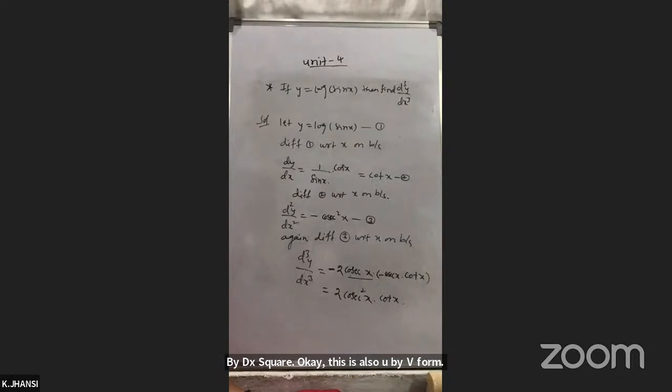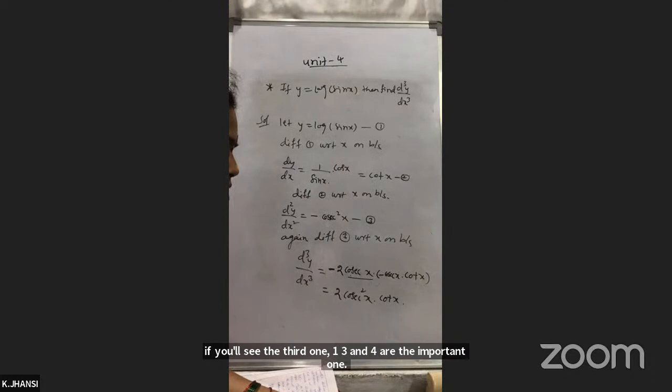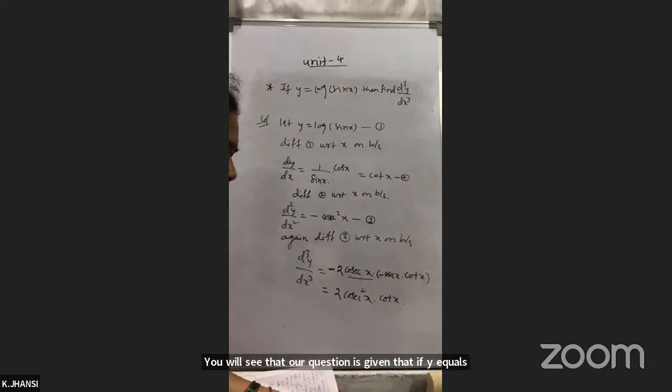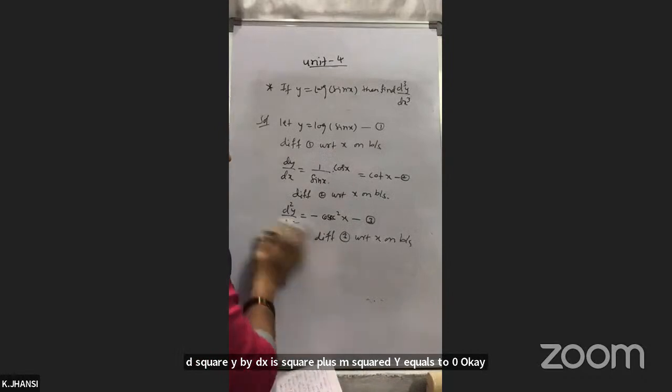Next, if we see the third one, 1, 3 and 4 are the important ones. If you see the third question, it is given that if y equals a sin mx plus b cos mx, then show that d square y by dx square plus m square y equals 0. Okay. So these are all 5 marks questions.